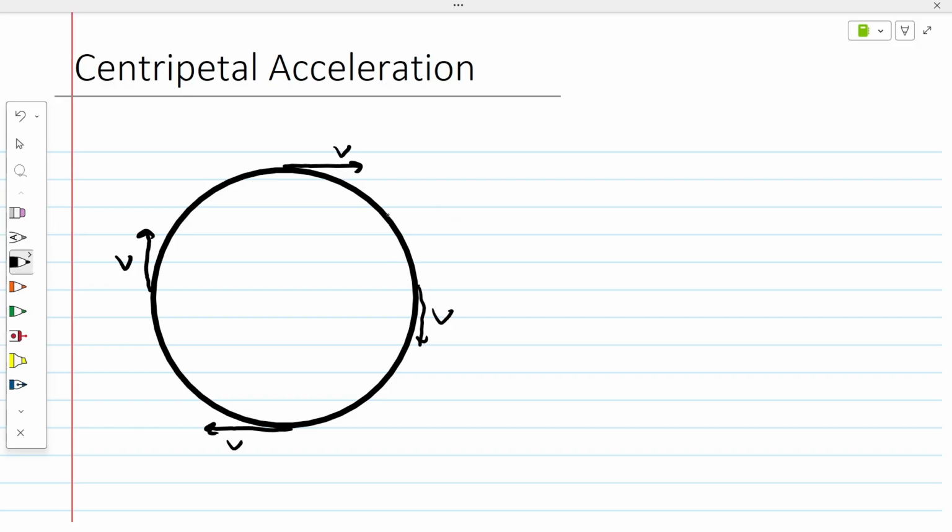So let's try to figure that out, right? So we know the centripetal acceleration is going to be the change in velocity over time. So we'll still have velocity final minus velocity initial over time.